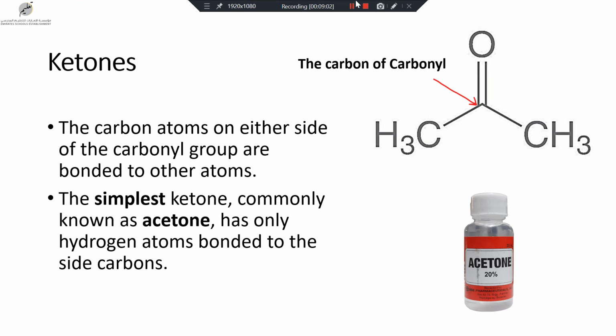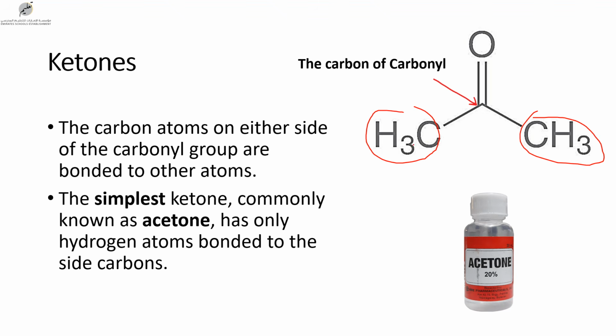So this is the simplest type of ketone. You have a carbon here, and you have one carbon bonded here and one carbon bonded here. So these are methyl groups, right? And this is called acetone. You know it from, it removes nail polish, okay?